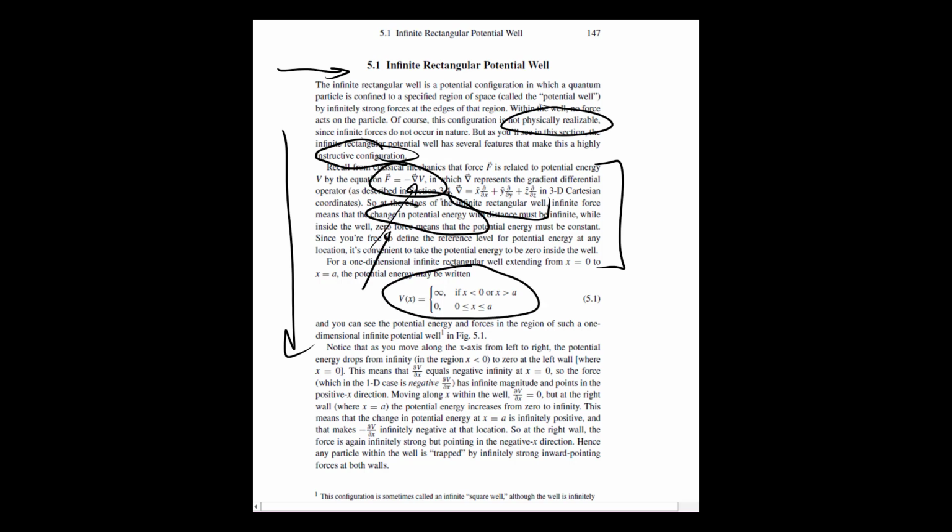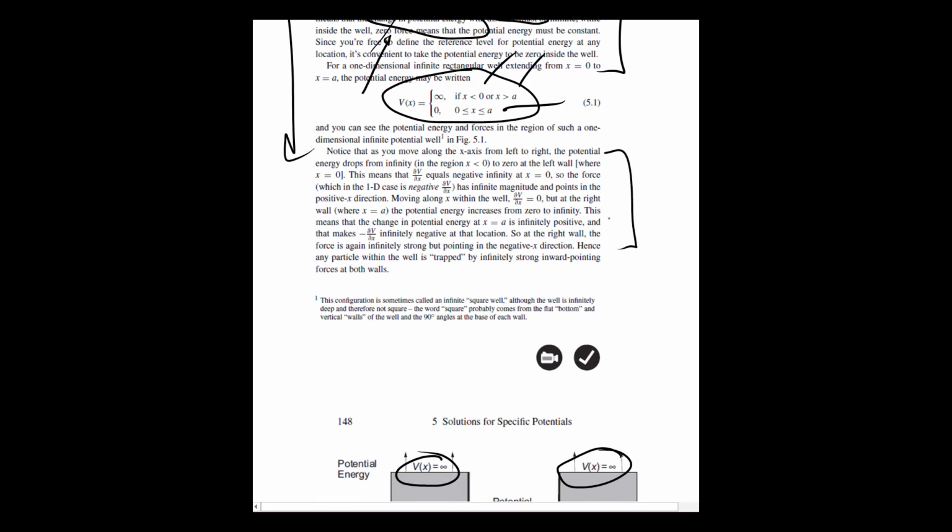Here's the mathematical statement of the potential energy being infinite outside the well, considered to extend from x equals 0 to x equals a, and zero potential energy inside. This just talks about the directions of the forces always being inward, and that means the particle is trapped by infinitely strong inward-pointing forces at both walls. A little footnote about why this is sometimes called a square well.